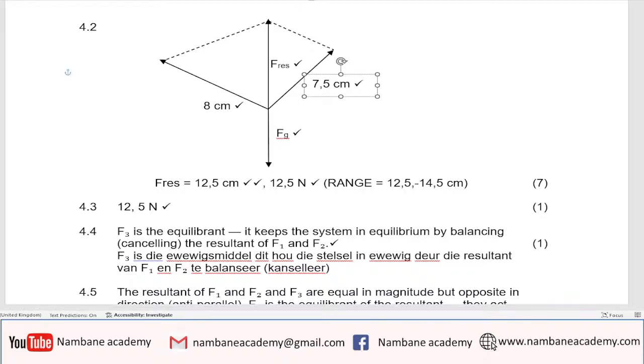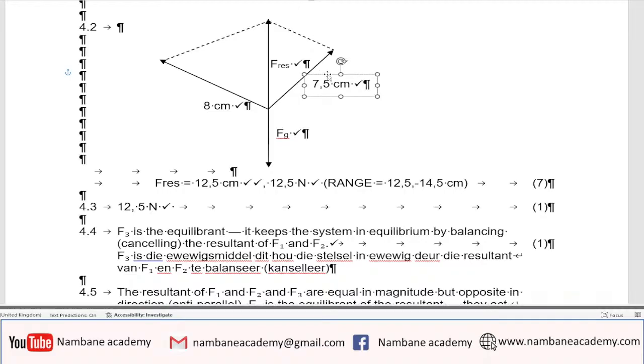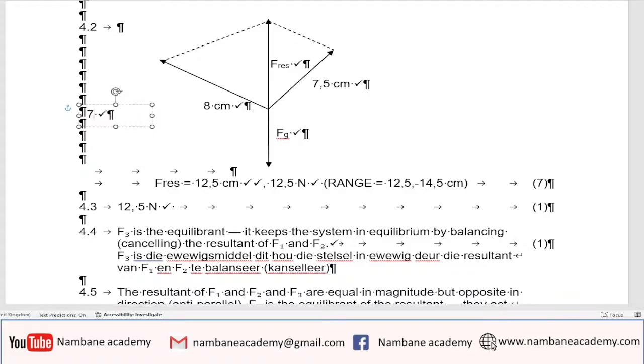Okay, then 4.3, I'll continue and then the colleagues will give inputs here. 4.3, write down the magnitude of F3, so that will be 12.5 Newtons. Then 4.4, what is the purpose of F3? They can be awarded 1 mark for saying that F3 is the equilibrant.